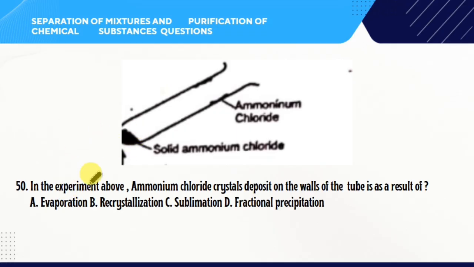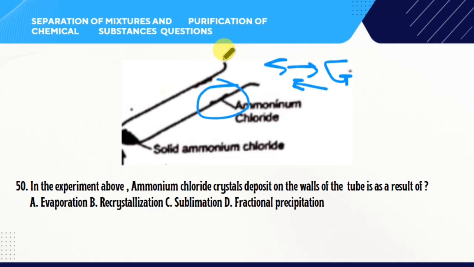Okay, to the last question of the day. The question is saying that in the experiment above, ammonium chloride crystal deposit on the wall of the tube as a result of dash. We already know that ammonium chloride sublimes. When heated, it's going to move from solid state directly to gaseous state. When it is cooled, it can definitely move back to solid. And that's what happened here.